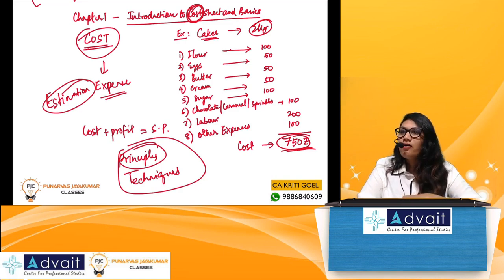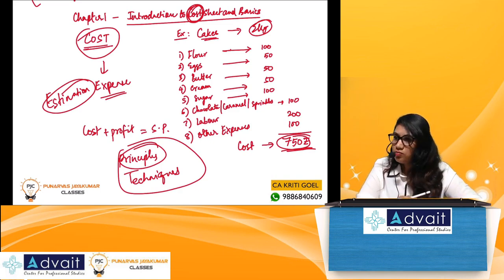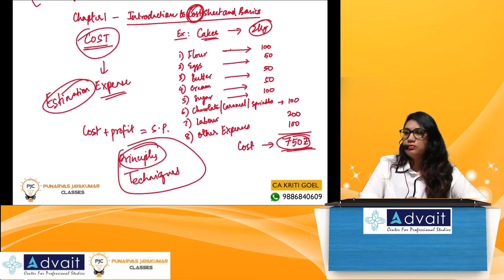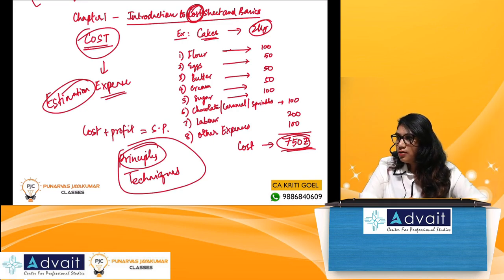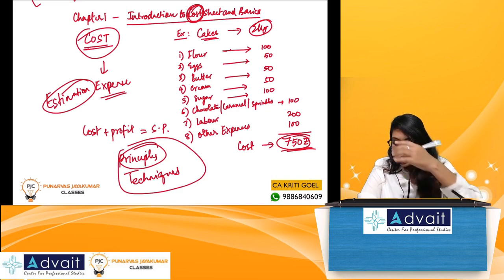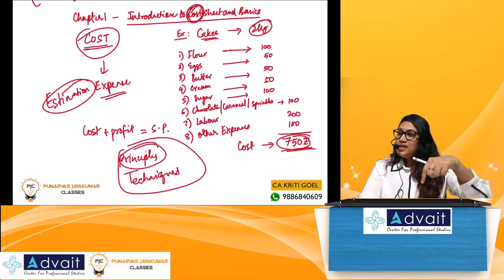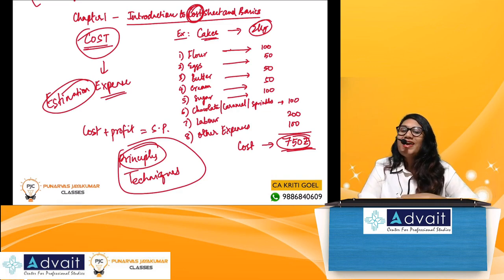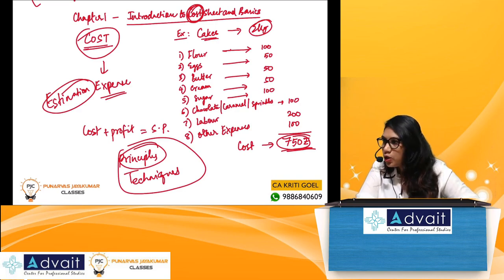What did we do here? We estimated the cost. Correct? So costing is all about estimation, because when we are ascertaining the cost, we don't have the actual. Actual is known only later. Is that okay, guys? So now, in this particular part, we have certain terms that we need to understand.